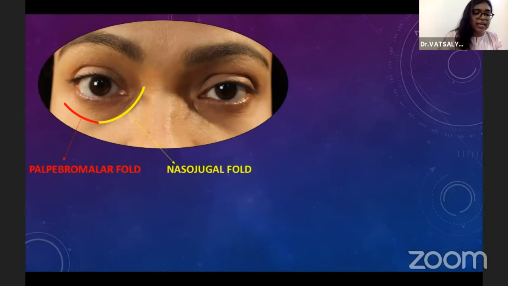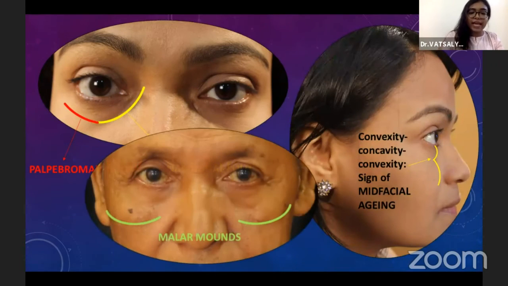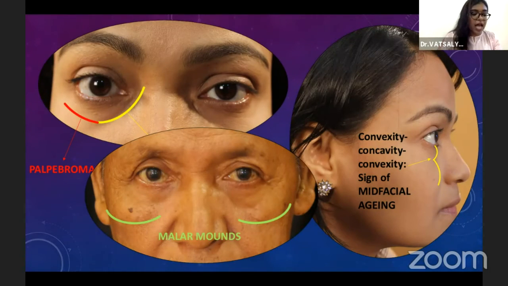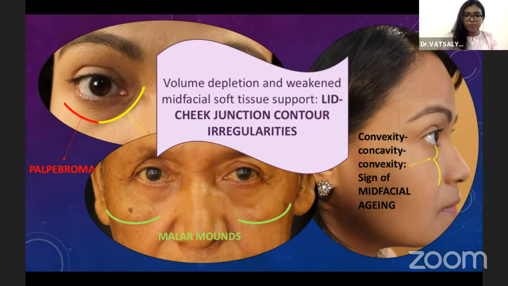The lower eyelid and mid-face continuum in youth exhibits a single convexity on lateral view. With age, a convexity-concavity-convexity develops as the mid-face separates from the lower lid at the level of the orbital rim. Volume depletion and weakened mid-facial soft tissue support lead to lid-cheek junction contour irregularities such as malar mounds and festoons.